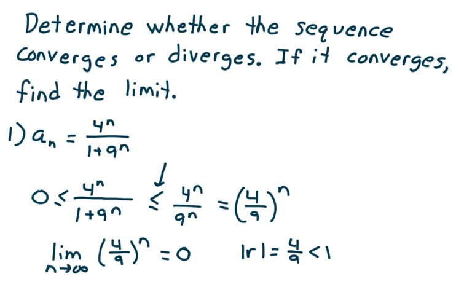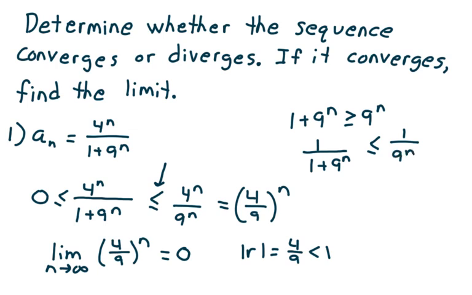Now, notice, if I take 1 plus 9 to the n, that's absolutely greater than or equal to 9 to the n, right? Now, if I take the reciprocal, in other words, if I take 1 over 1 plus 9 to the n, that has to be less than or equal to 1 over 9 to the n. So this is going to take a lot of practice, okay?